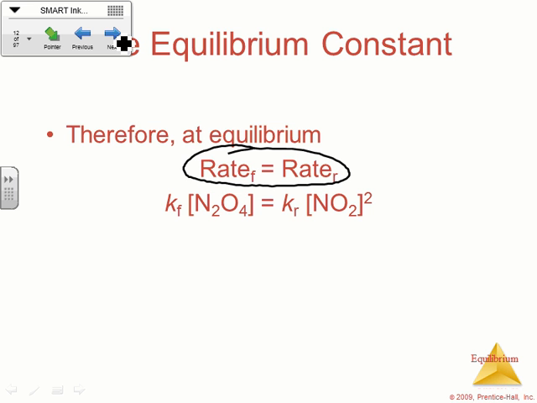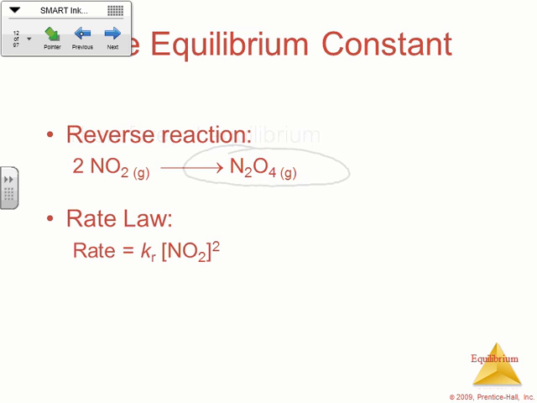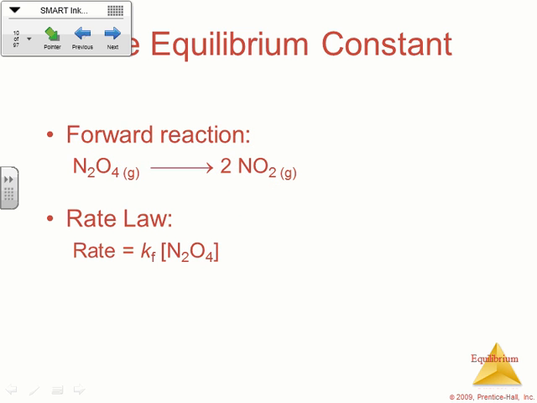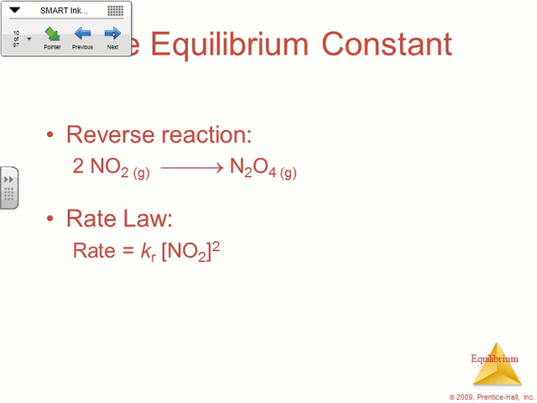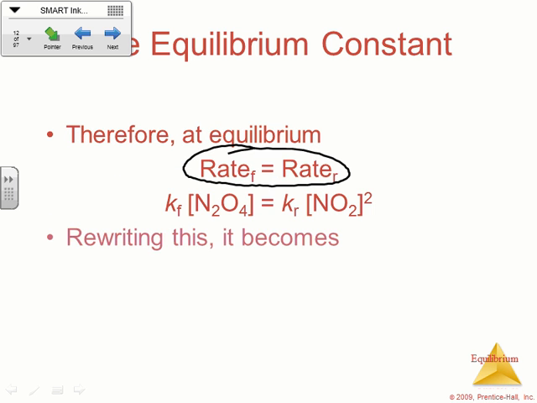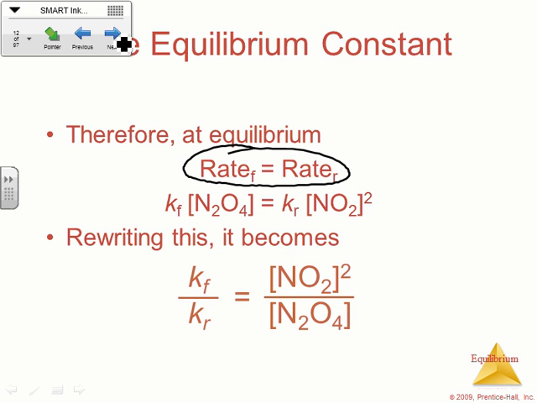Now, what we have to remember here, this is really important, at equilibrium, the forward rate equals the reverse rate. So looking back at the equations we just wrote, the forward rate is equal to kf times N2O4. The reverse rate is equal to kr times NO2 squared. So if the forward rate and the reverse rate are equal to each other, then we can set these equal to one another. Because these are both equal to the rates, and the rates are equal, those two are also equal. We can rewrite that, and we end up with this expression right here.